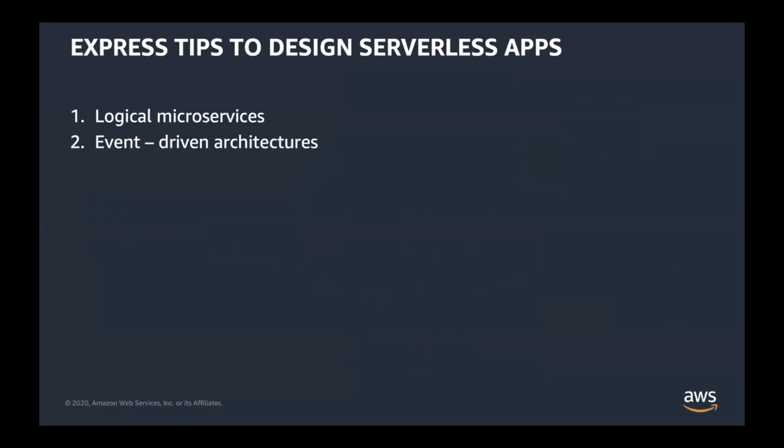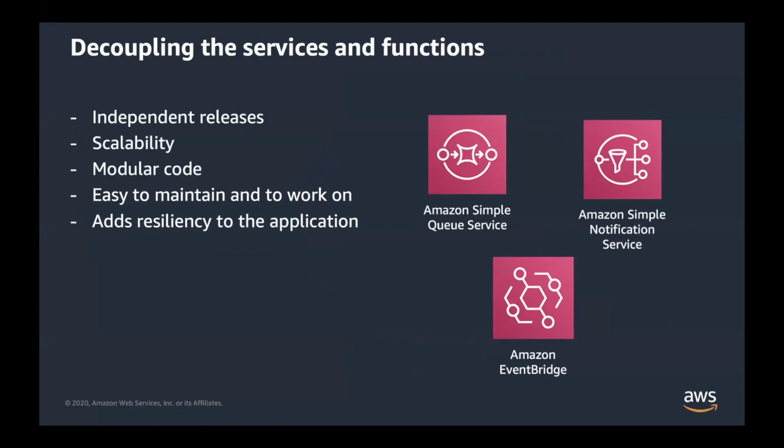Then you need to use event-driven architectures to orchestrate your microservices talking to each other, and also to orchestrate how different compute pieces talk to each other. So this will help you to keep independent releases, make your system scalable, and have modular and replaceable code that is easy to maintain. You can have one-to-one communication using queues, one-to-many using pub/sub services, or many-to-many using event buses. Depending on the problem that you have, you might need to use one or the other.